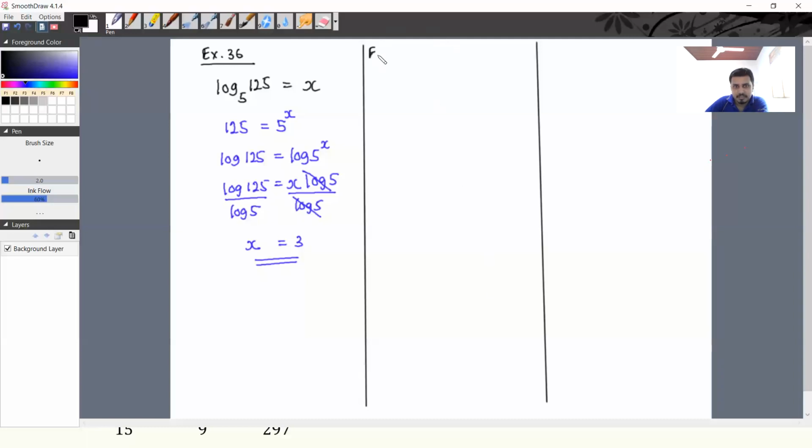Example number 37. Log of 32 to the base 2 equals x. Find the value of x here. This means 32 should be equal to 2 to the power x.